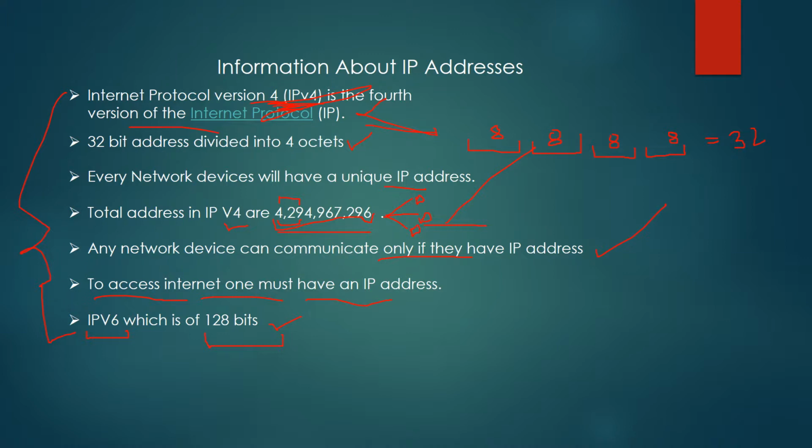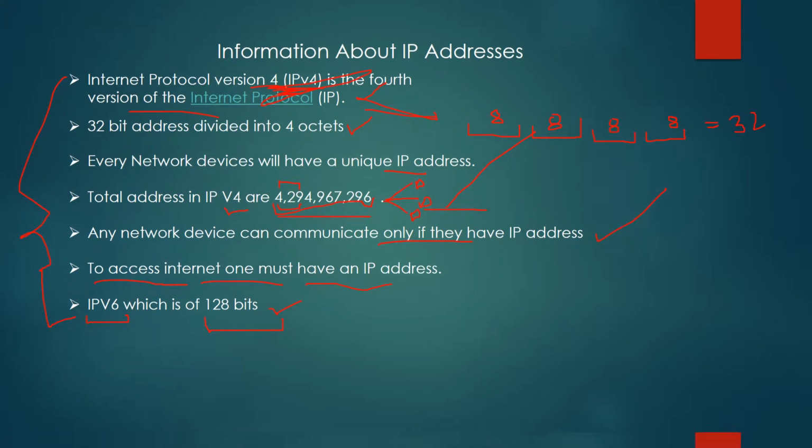Okay, so I hope we now have much information about the IP address: what an IP address is, how it is divided and how it is made, what versions we have, what the limitations of IPv4 are, and why we need IPv6 to communicate over the internet. We need IP addresses. All this, I guess, is clear till now. Let's move to the next slide.